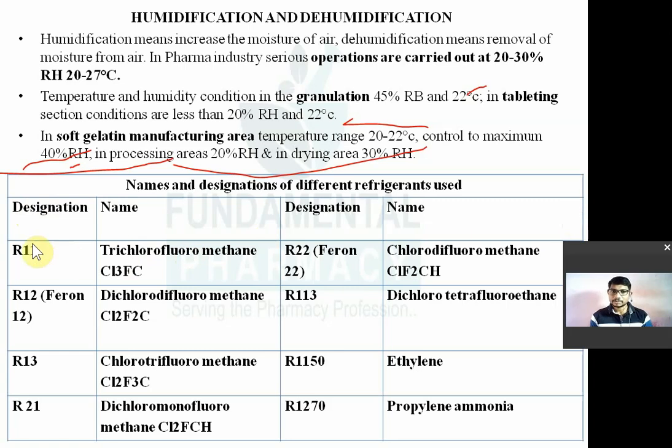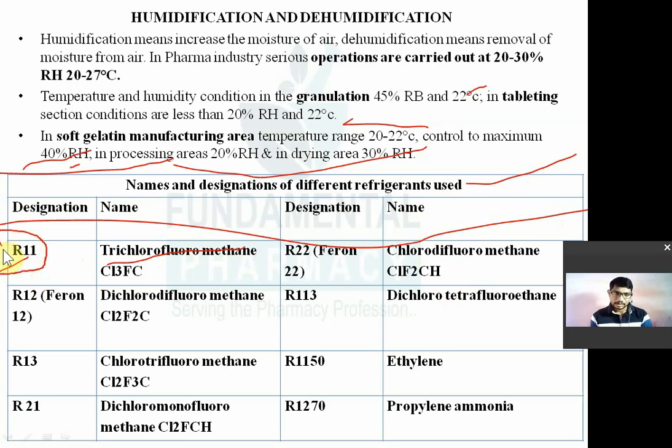Name and designations of different refrigerants used for refrigeration purposes. So refrigerant R11, what is it? Trichlorofluoromethane. Okay, fluorinated carbon. That is known as R11. इसके ऊपर क्वेश्चन आ सकता है। Trichlorofluoromethane, that is a chlorofluoromethane. Greenhouse effect is also because of these fluorinated carbons. R11 is nothing but trichlorofluoromethane.